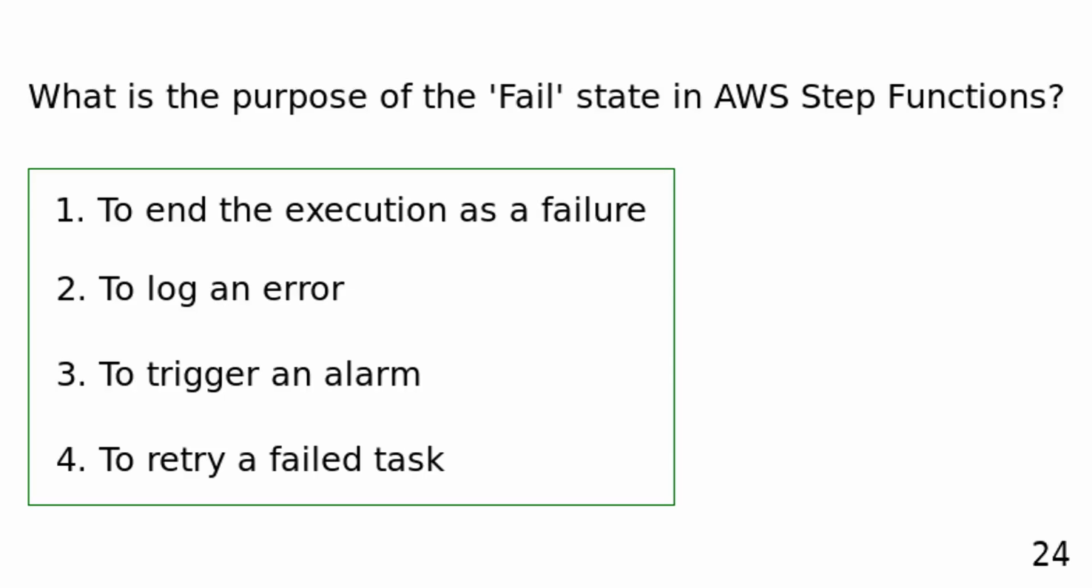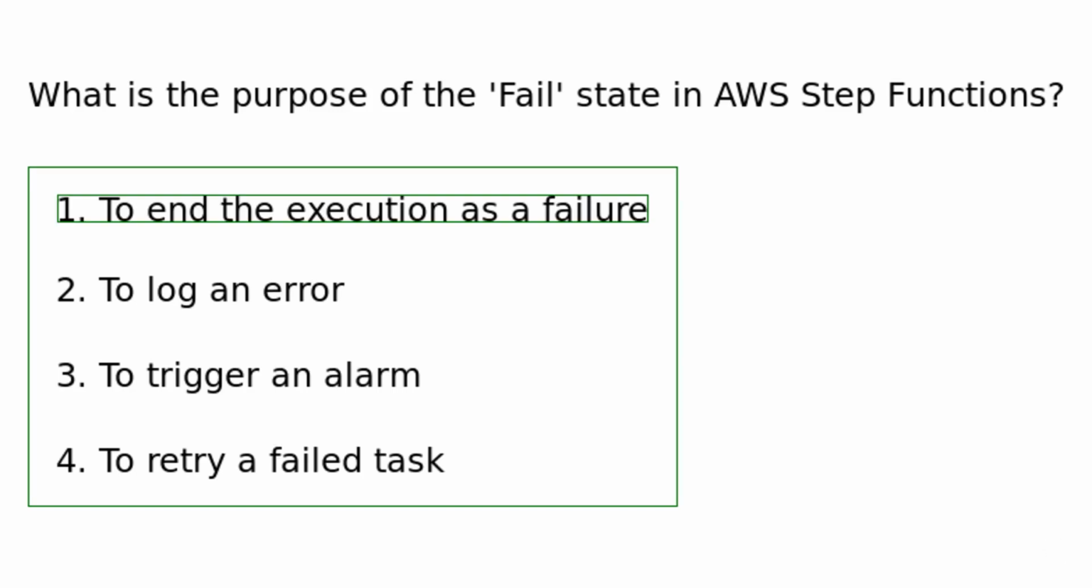What is the purpose of the Fail state in AWS Step Functions? To end the execution as a failure. To log an error. To trigger an alarm. To retry a failed task. The Fail state in AWS Step Functions is used to end the execution and mark it as a failure, often used to handle unrecoverable errors or violations of business logic.